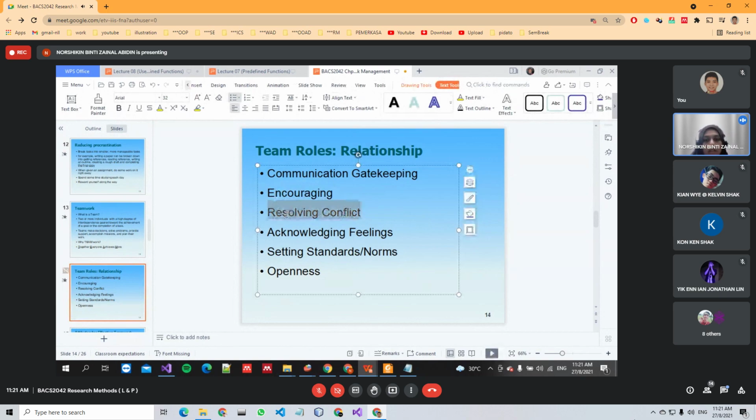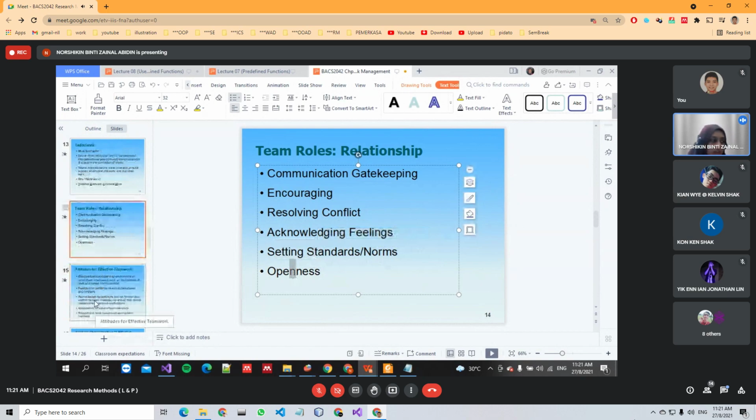Resolving conflict. You cannot avoid a conflict in your study, in your work. There will be a conflict, but we need to know how to resolve them. Acknowledging feelings, setting standard norms, and openness. That means we need to acknowledge the feelings or the opinions of our partner. Setting standard means we have a standard that we need to follow, and openness means we are open to any opinion or any discussion. We agree to disagree in a team.